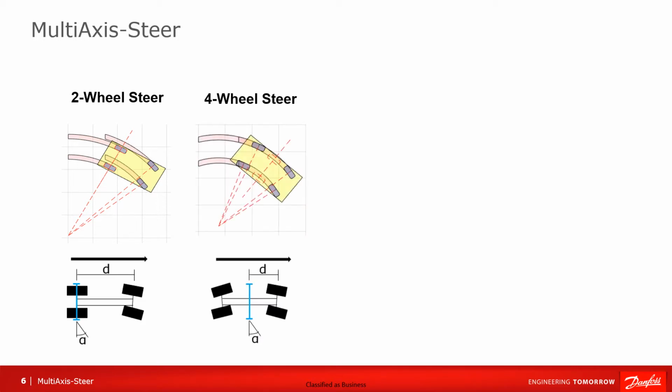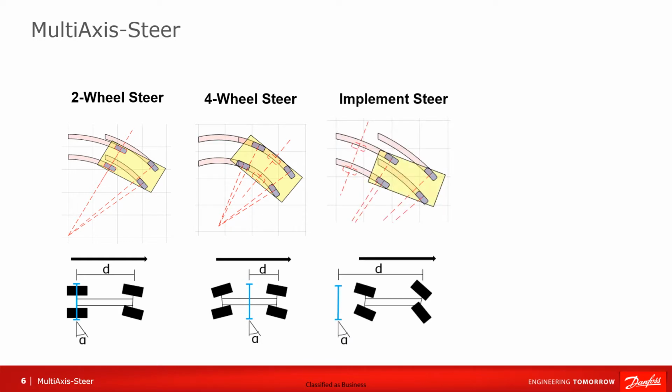In four-wheel steer, the virtual axis will be shifted to between the front and rear wheels. This will result in all four wheels turning at the same time and following the same path while driving. In implement steer, the axis will be positioned behind the vehicle. This allows for wide turns when pulling an implement.